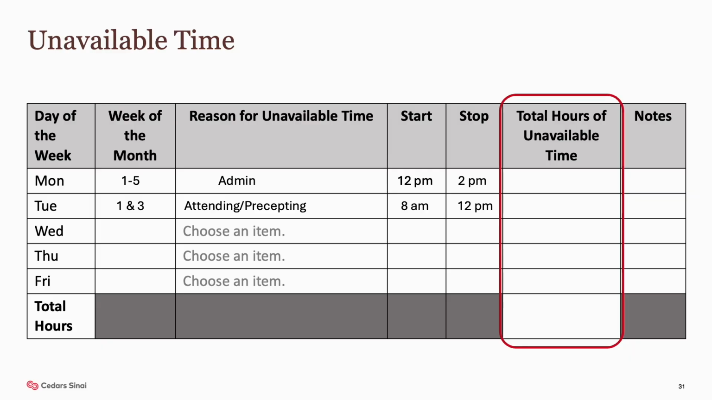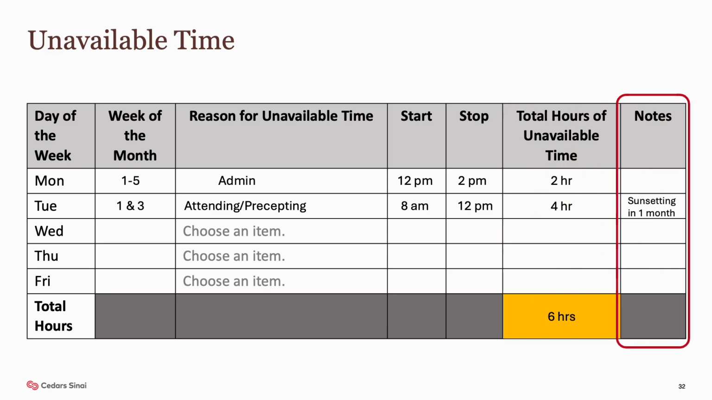The next column is the total hours of unavailable time. Here's where you need to calculate the total duration of that unavailable block time. In this example, it will be 2 hours for an admin time and 4 hours for attending/precepting. For the last row of this column, you'll need to add up all the hours in order to get the total hours for the week.